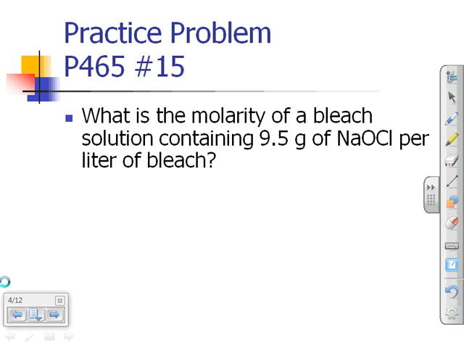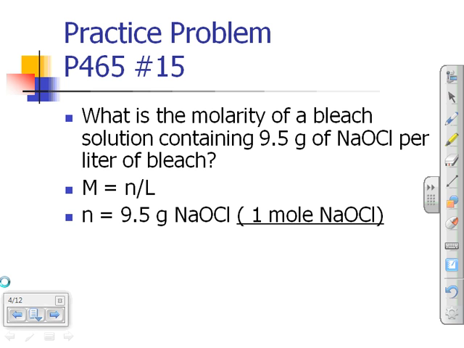Let's take a look at a problem from your book, page 465, number 15. What is the molarity of a bleach solution containing 9.5 grams of sodium hypochlorite in a liter of bleach? Remember our formula, molarity, capital M, is equal to n moles over L. That's going to be our liters of solution. We're looking for the molarity.